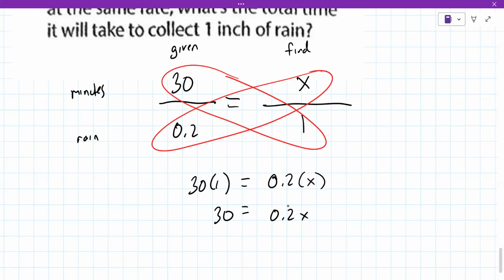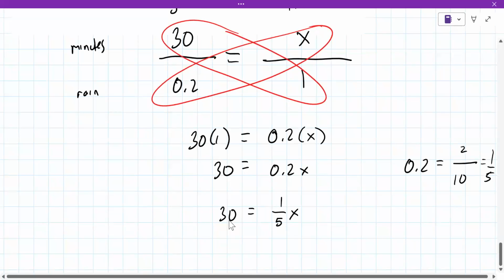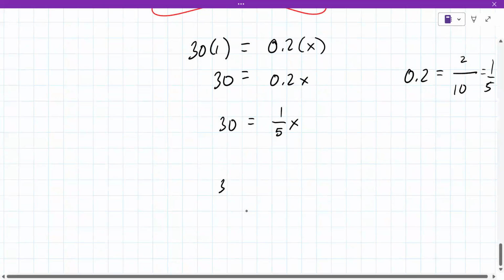So what would 0.2 be as a fraction? 2 over 10. Okay. Can you reduce that? That would be 1 over 5. Good. So you can write 30 equals 1 over 5 times x. Or another way to write this is where you just put the x in the numerator, x divided by 5.